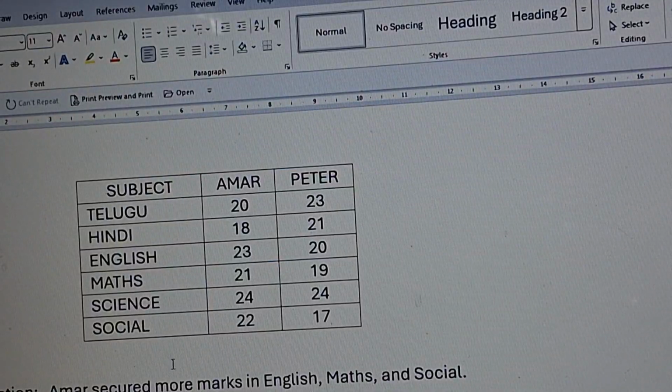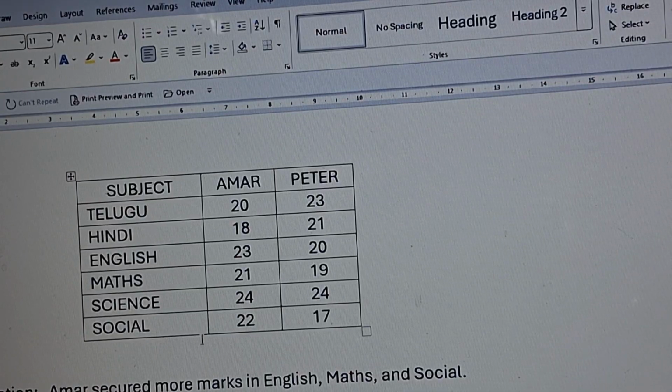So how will you see this? Children, you can draw this table. The subjects are written here: Telugu, Hindi, English, Maths, Science, Social Science. Amar and Peter marks I have written here. Amar got 20 in Telugu, Peter got 23. In Hindi, Amar got 18 and Peter got 21. And in English, Amar got 23, Peter got 20. In Maths, Amar got 21, Peter got 19. Science 24 and 24.